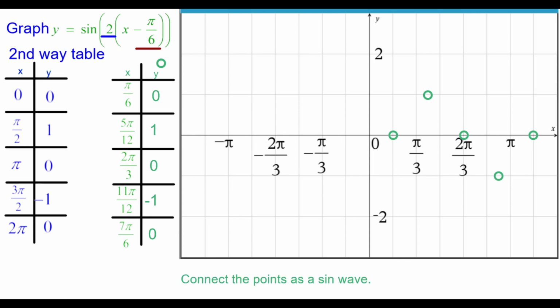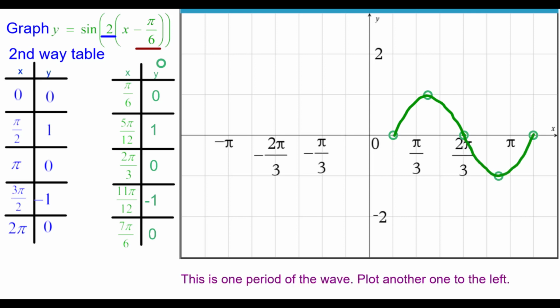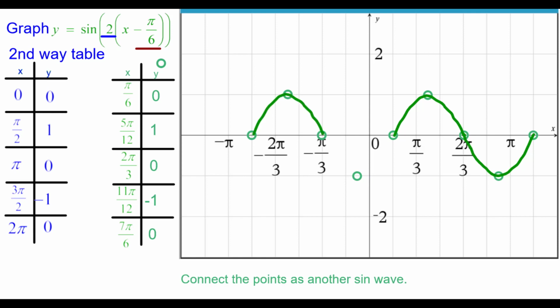Connect the points as a sine wave, concave down, concave up. Plot another one to the left. So again, we come back a period, which is pi from each of the points, especially the points of interest. And connect the points as another sine wave.